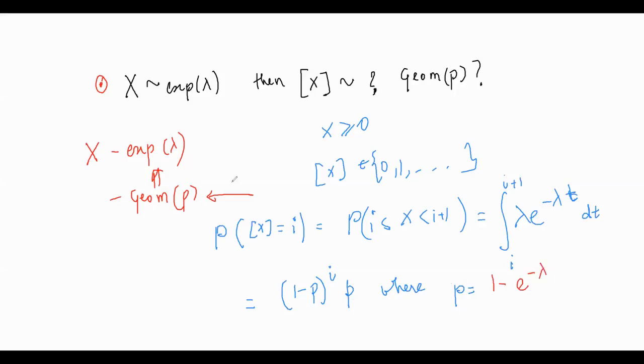So essentially, you're seeing that it's a geometric with p equal to 1 minus e to the power minus lambda. Okay, so this is the first part of the idea. You can understand why it's needed, because we need to compute certain aspects. So let's see, what is the problem?